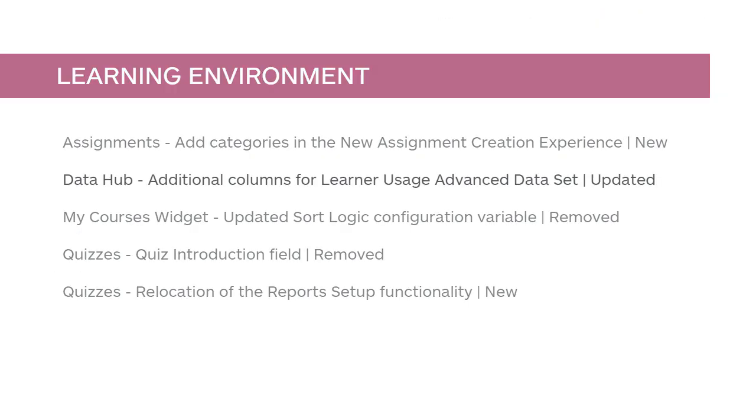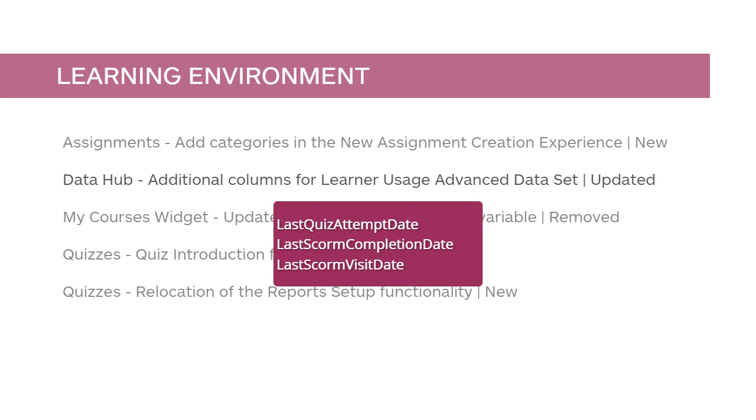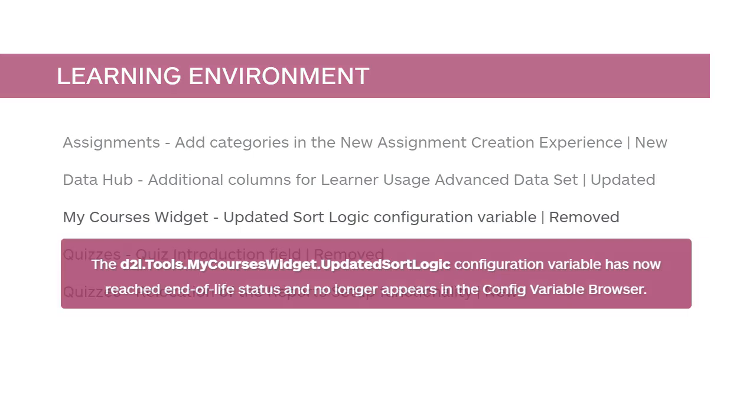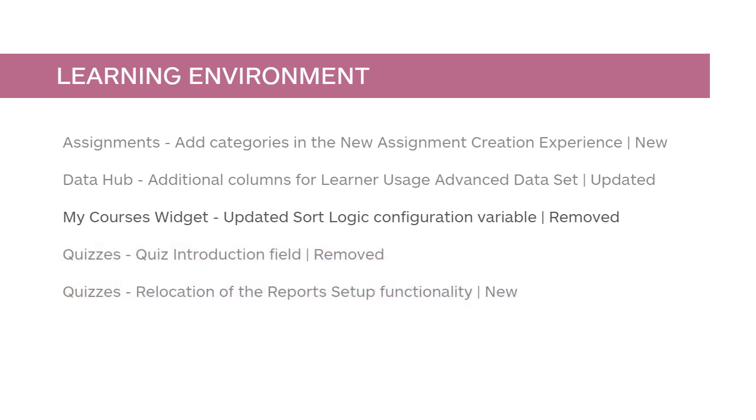This release adds the following new columns to Learner Usage ADS to the Data Hub: last quiz attempt date, last SCORM completion date, last SCORM visit date. The d2l.tools.mycoursesWidget.updatedSort logic configuration variable has now reached end of life status and no longer appears in the config variable browser. With this change, the MyCourses widget now uses only the updated sort logic setting by default.